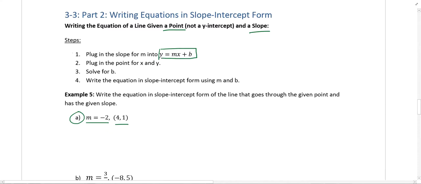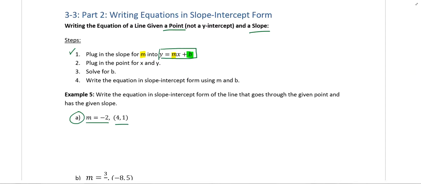So here are our steps. Step 1, you're going to plug in the slope for m in y equals mx plus b. Since you're given the slope, that's one piece of information that you need to know. The other piece of information that you need to know is the b. And that's a little bit more work to find.